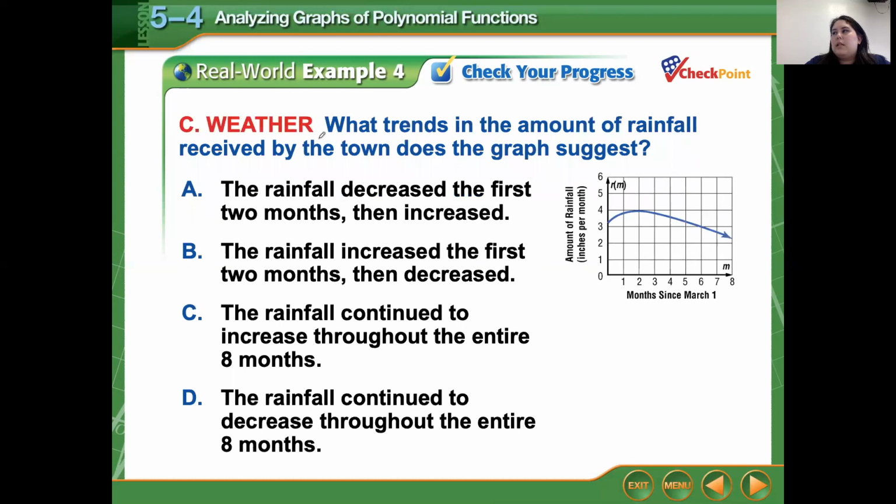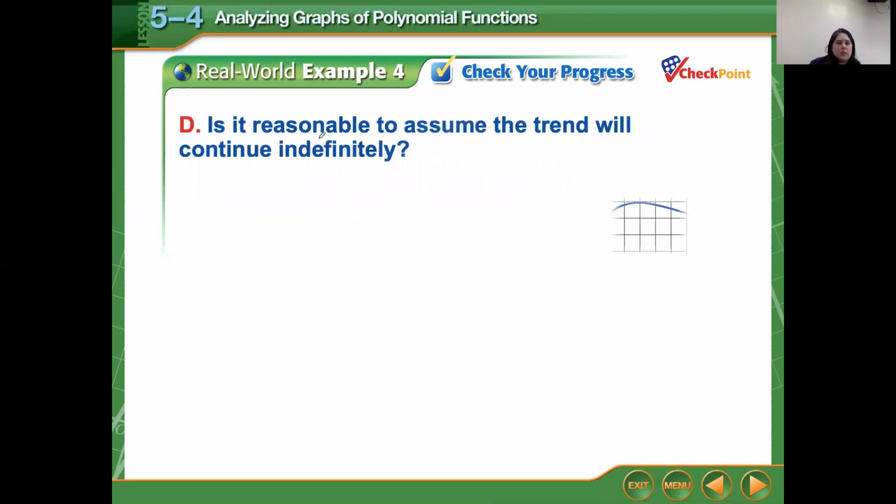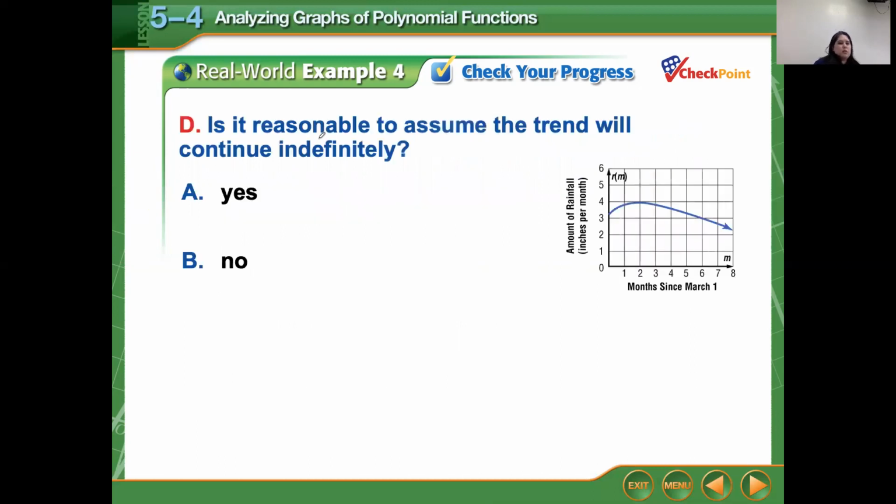What trend in the amount of rainfall received by the town does the graph suggest? Go ahead and pause the video to answer this. All right, so you should get B: the rainfall increased the first 2 months and then decreased. And for our last question, is it reasonable to assume this trend will continue indefinitely? Yes or no? Pause the video to pick one. All right, the answer should be no.